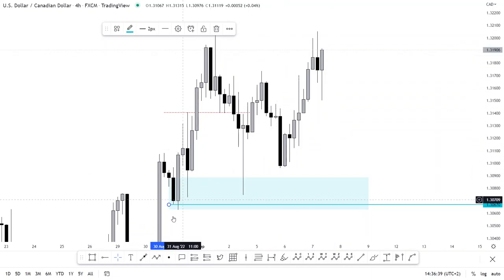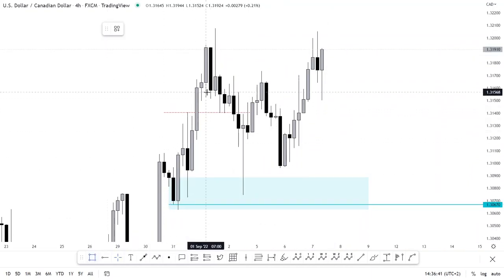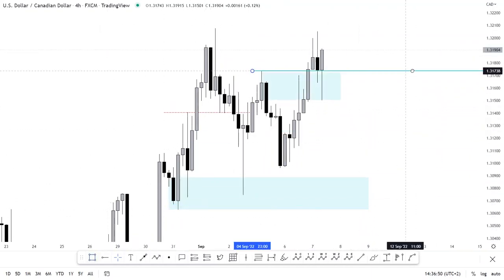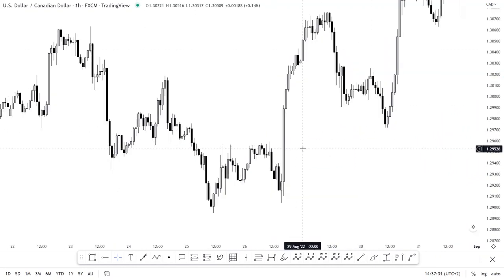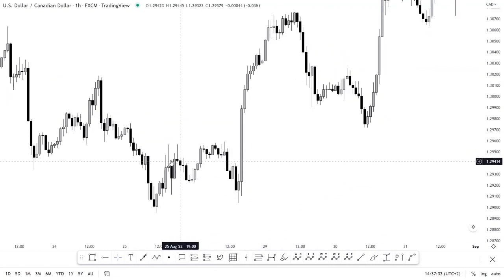So for instance, as you can see from this example here, the market did not break this high here. This candle did not break this high before shooting lower. Okay, I hope you understand this one here. Here is a clear example of a demand zone. We have a zone here.